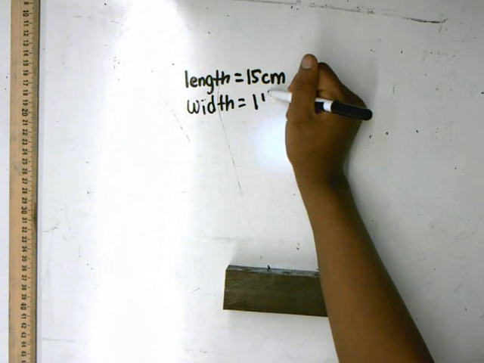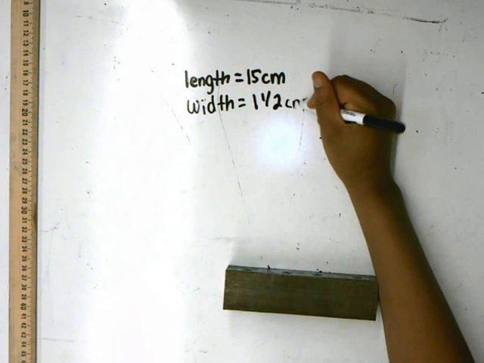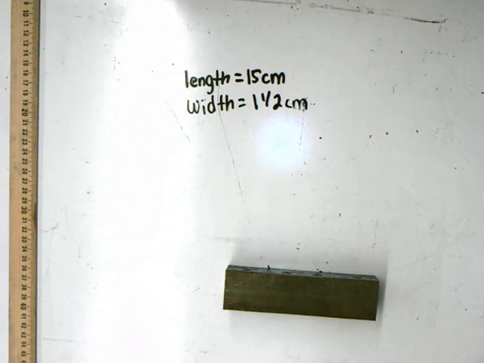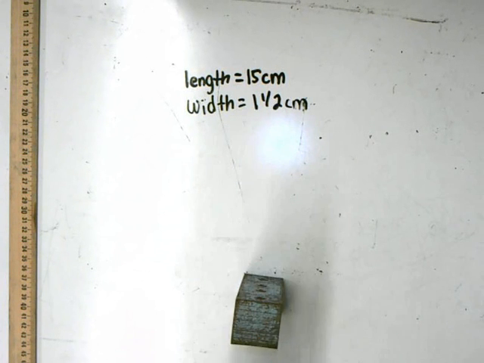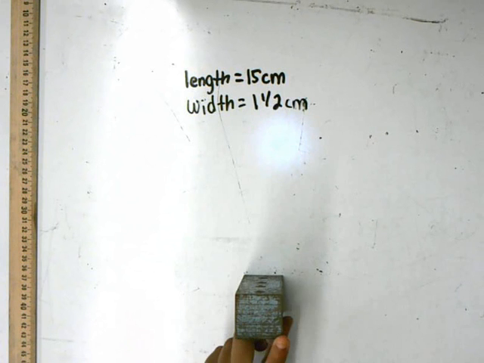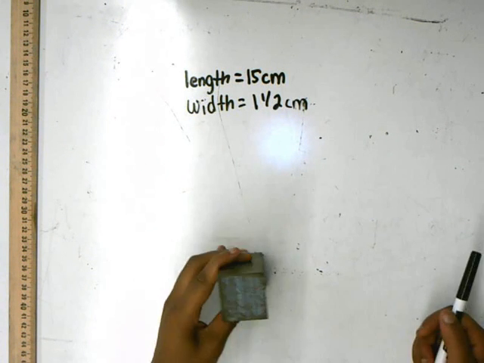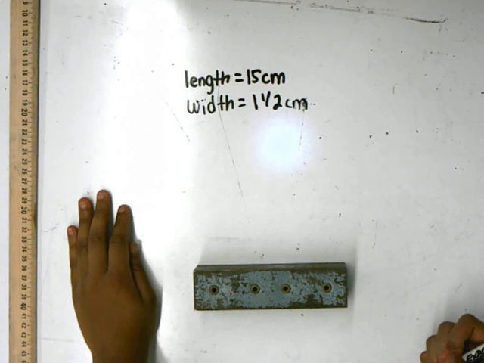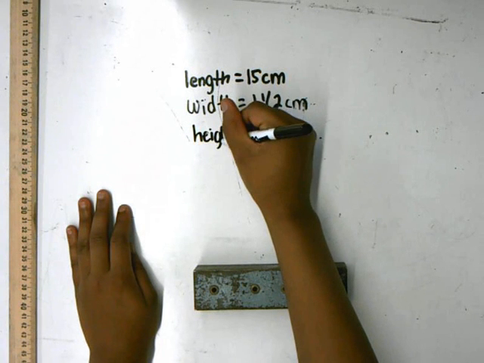Now I'm going to estimate the height, and that's going to be from here to here. I'm going to estimate the height to be the same as the length, which is 15 centimeters. Moving on to the area.